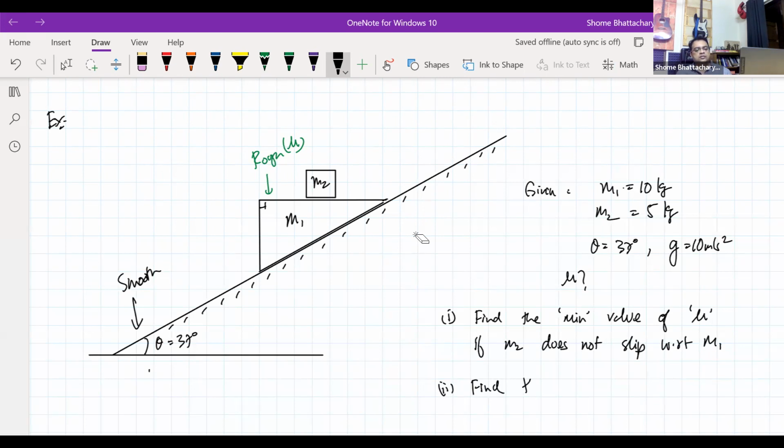Find the accelerations of M1 and M2 with respect to M1's frame if mu is 0.1. The coefficient of friction is, instead of finding the limiting value as in the first part, given to us as 0.1. Then what is the acceleration of M1 and what is the acceleration of M2 with respect to M1, or in M1's frame?